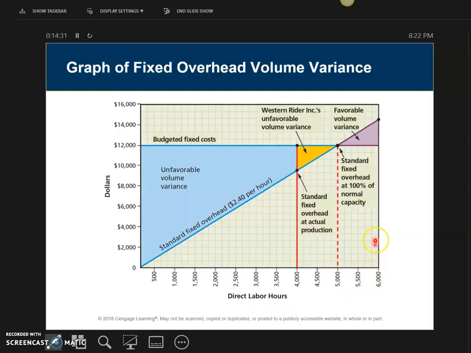This little slide is just a graph showing you different things. The unfavorable volume means fixed. So just take a look at this and let's move on.